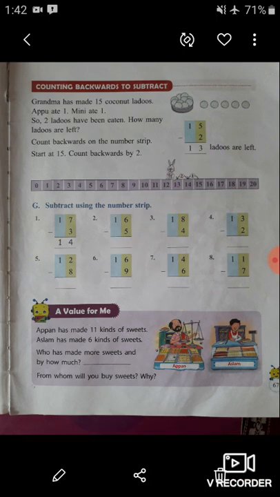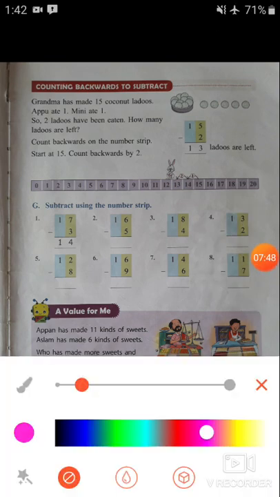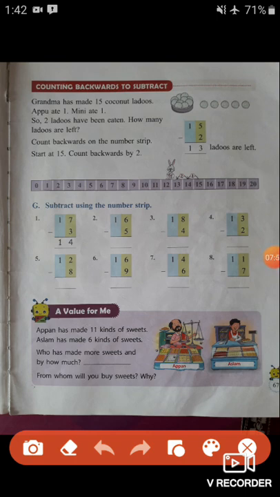Now look here, a word problem. Appan has made 11 kinds of sweets. Aslam has made 6 kinds of sweets. Look at this picture. This is Appan and this is Aslam. Both are selling sweets. Appan made 11 kinds of sweets and Aslam made 6 kinds of sweets.